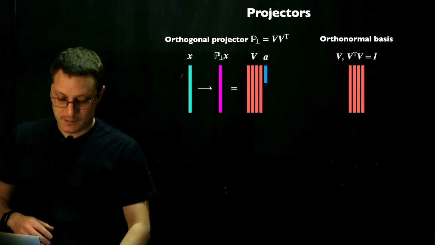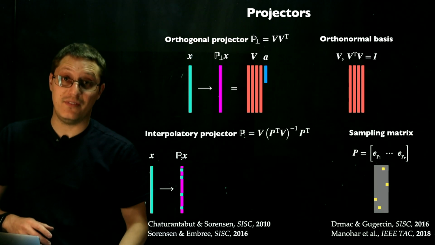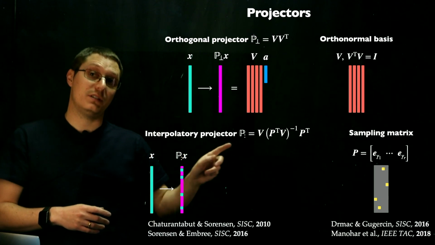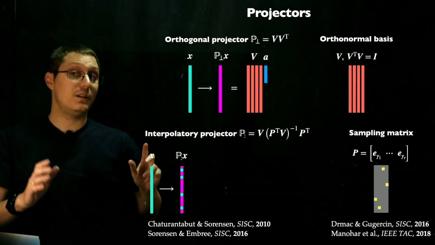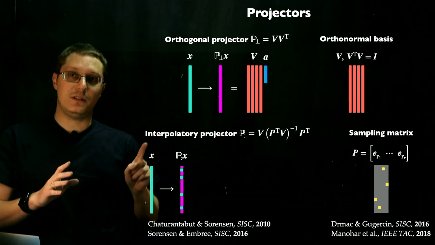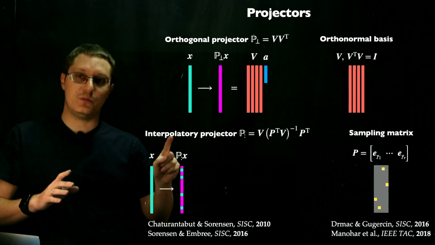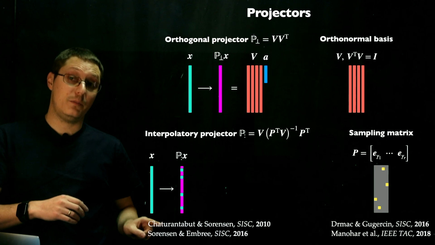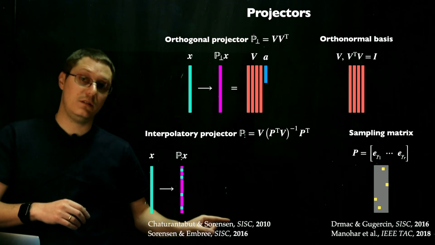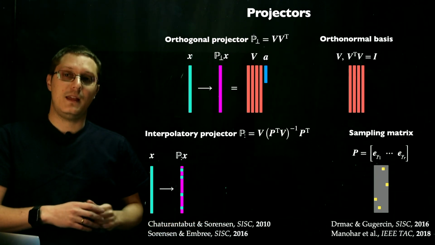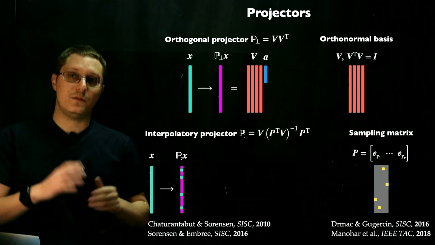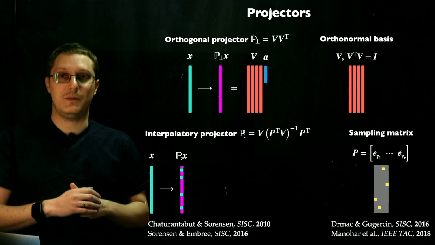Okay, and that's nice. Now let's talk about a more fun projector, in my view, the interpolatory projector. So we didn't come up with this terminology. This name, interpolatory projector, was first introduced in the discrete empirical interpolation method paper by Chaturantabut and Sorensen. So this is the DEIM paper. And the term has been adopted by other authors as well. So that's why we're keeping with it.